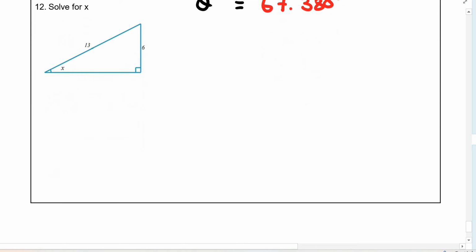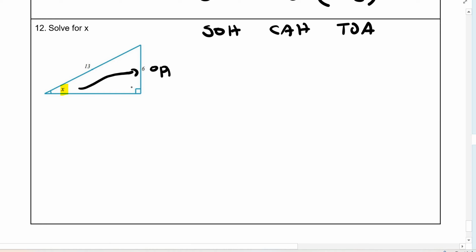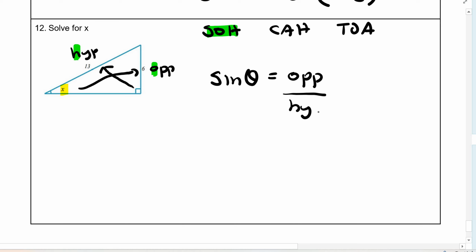Let's move on to question number 12, the last one here. I've got to solve for x. x is an angle because it's inside the triangle. Let's figure out what we can do here. This right here is your opposite. And when you look at the 90 degree box across from that, that's your hypotenuse, right? So O and H, so we're using sine. Sine of the angle equals your opposite over your hypotenuse.